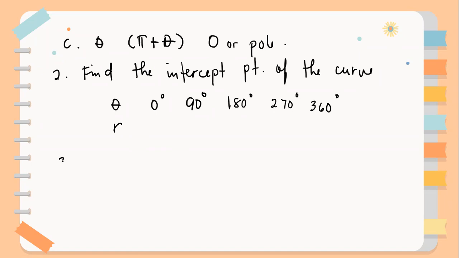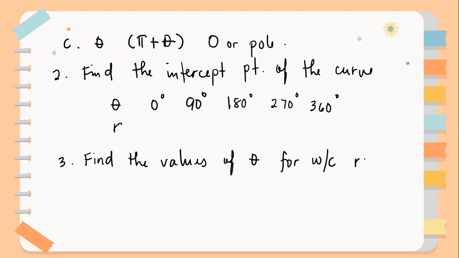Then number 3, find the values of theta for which R is equal to 0, or R is equal to theta.